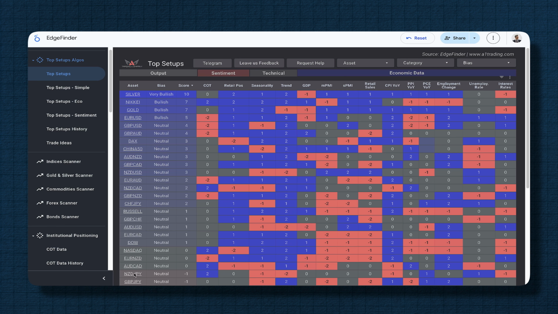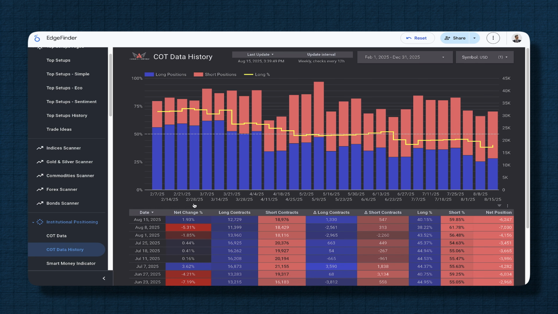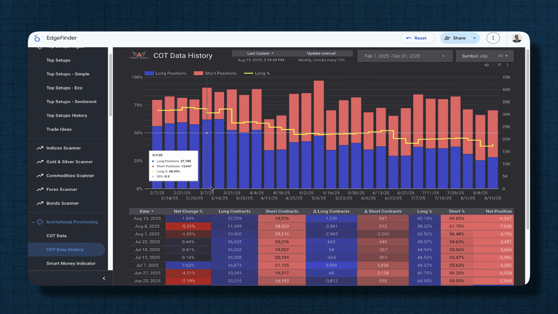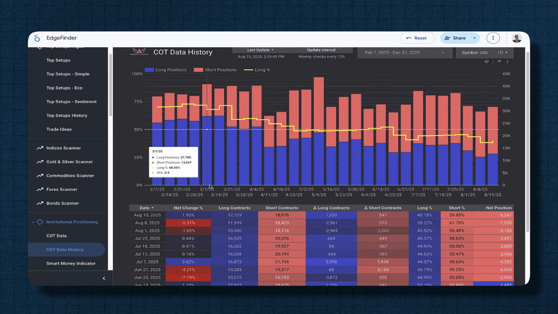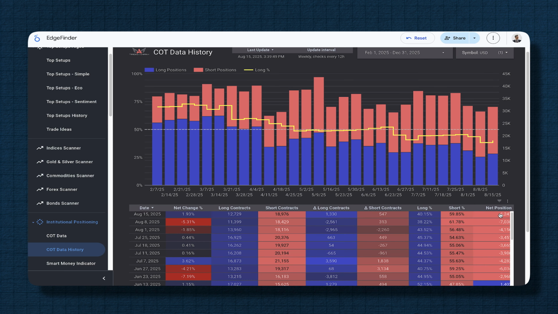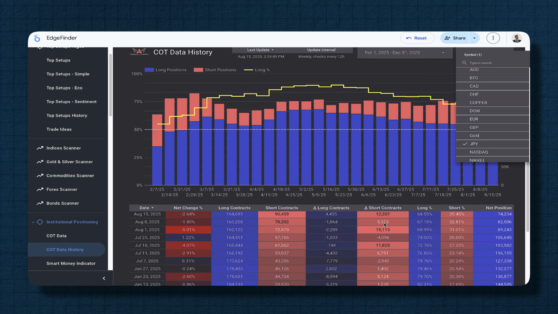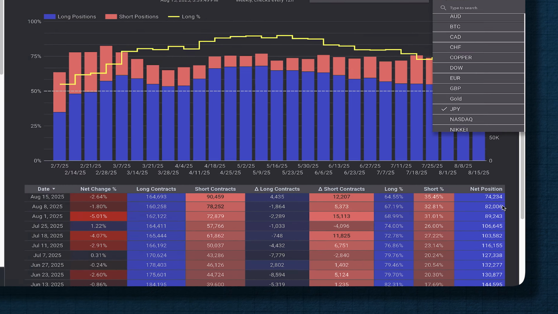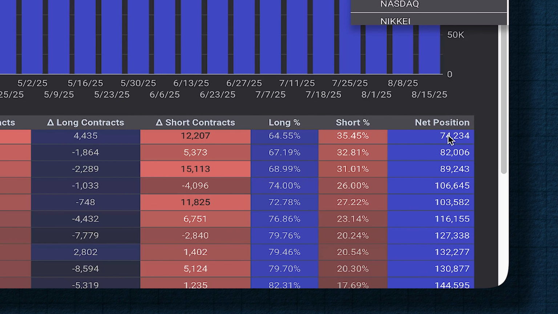I'll give you an example of how I have used this. One thing that I found very interesting is the COT data history. And for my strategy, what I found tends to give me a higher win rate is actually by looking at the COT data history and finding weekly momentum. So for example, if I look at the JPY, I can see that there was a decrease in net position of approximately 8,000 contracts because we went from 82,000 to 74,000.